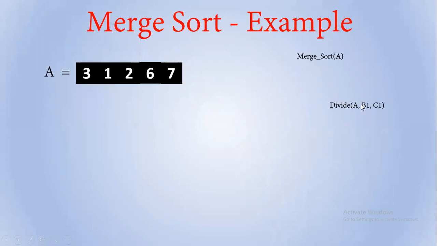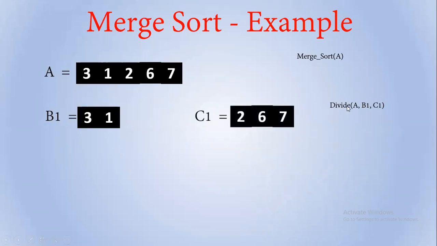There is an integer P, which is the ceiling of (n minus 1) over 2, and up to that point it will be the first array, B1, and the second array is C1. This has 5 elements. 5 minus 1 is 4. 4 divided by 2 is 2. The ceil value of 2 is again 2. So the first set, B1, will have 2 elements and C1 will have the rest of the elements. So this is divided into 2 like this.